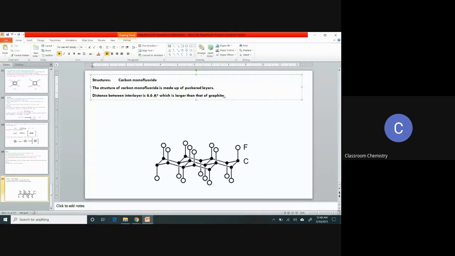Okay, so why is the distance between interlayers more in carbon monofluoride than graphite? Because such a type of question is asked in the examination. Why is interlayer distance more in carbon monofluoride than graphite? So what will be your answer? This is due to... what will it be? Anybody?